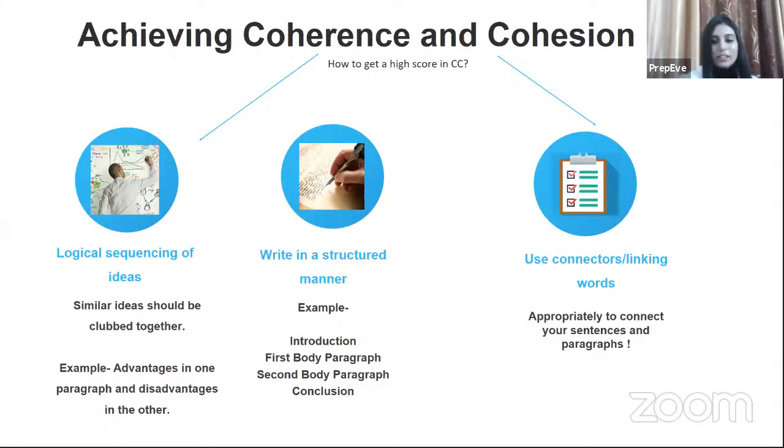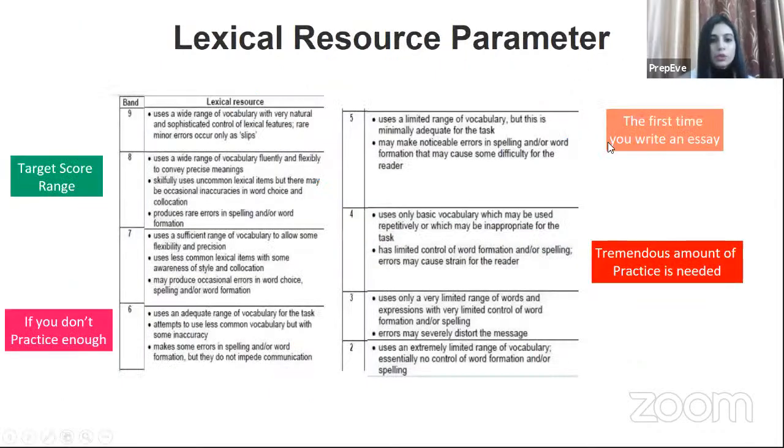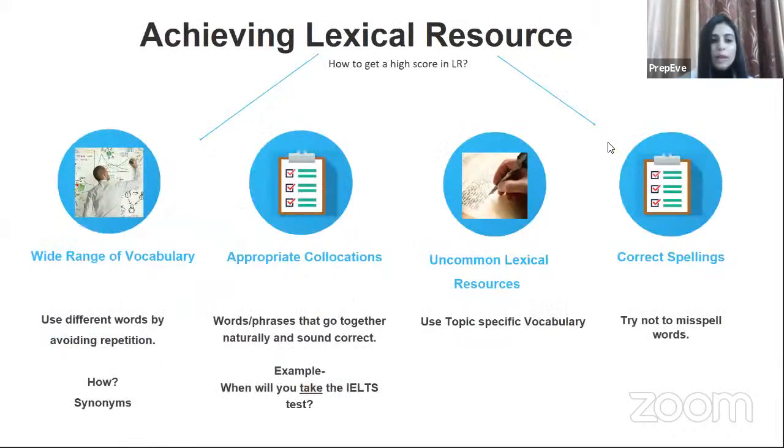Okay. All right. So basically, connectors are used to appropriately connect your sentences and your paragraphs to one another. Then comes your lexical resource. Again, that's the same slide, so I guess I'll just skip it. A wide range of vocabulary, please focus on the wide range of vocabulary, use different words and avoid repetition. And that can be done by focusing on synonyms rather than using the same words again and again. Appropriate collocations, so words and phrases that go together naturally and sound correct to a native speaker.